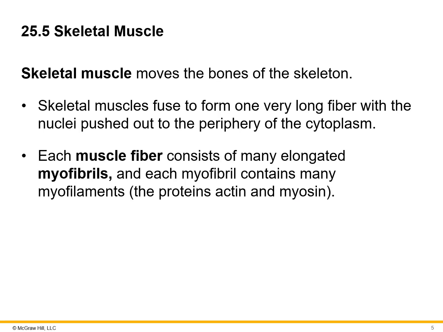Now our skeletal muscle, these move our bones. So they're going to be attached to bones. We'll be talking about insertions, and that's where they're going into a bone to allow it to move. They fuse into one very long fiber that has a lot of nuclei pushed to the periphery. So whenever you look at these, you'll see those small little nuclei on the edges. And each muscle fiber has these myofibrils made up of the myofilaments that consist of actin and myosin. This is really what we're going to be focusing on in this section.